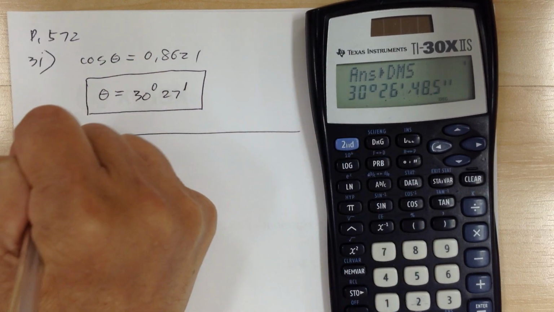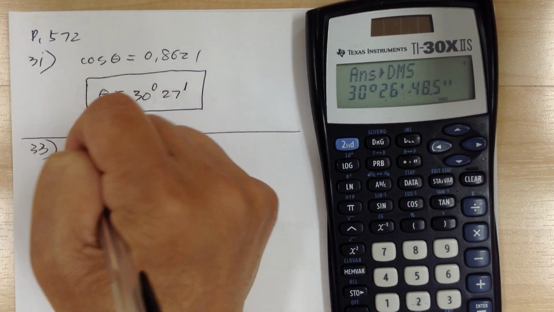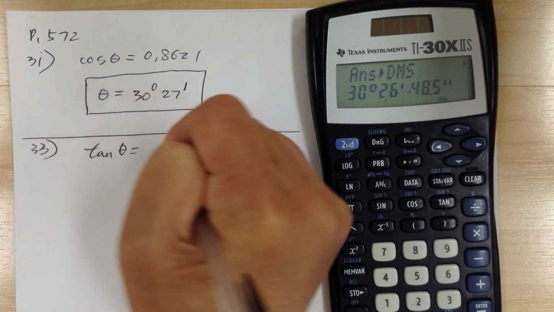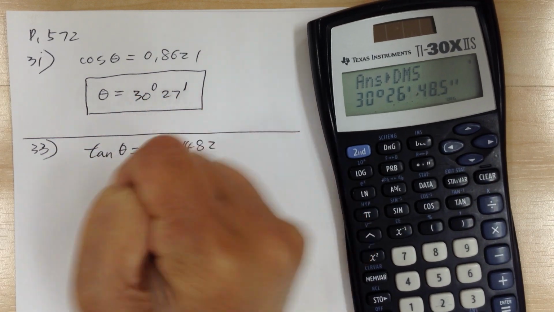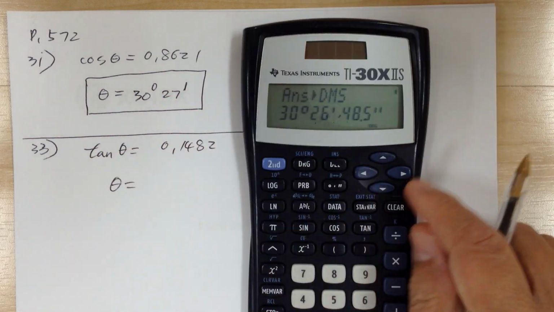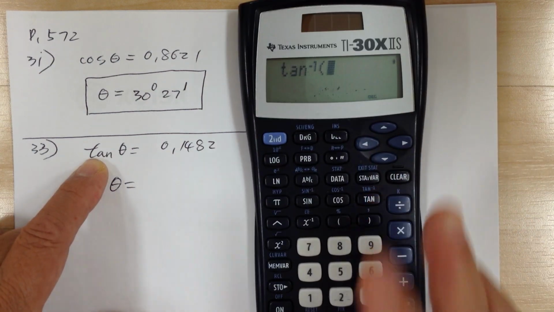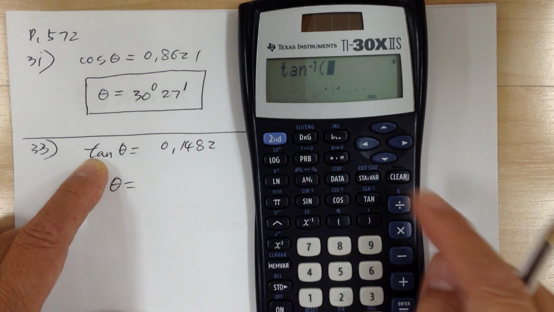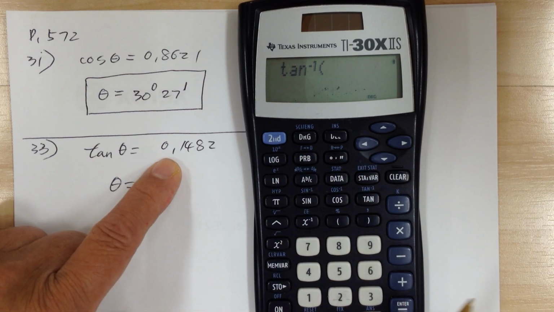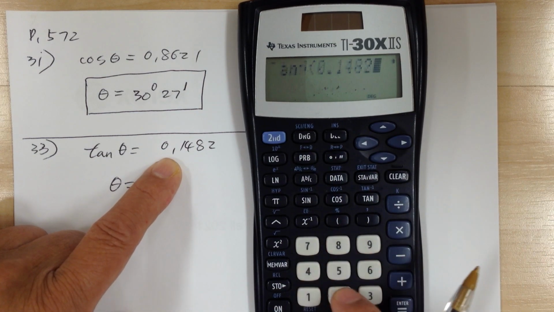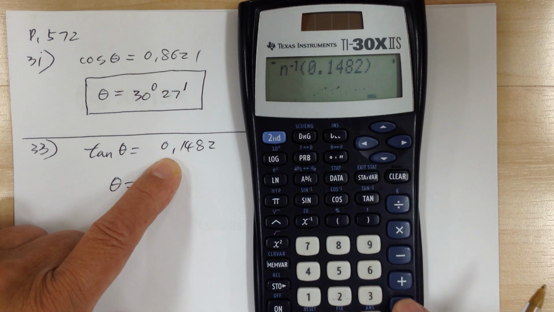Okay, number 33. You got tangent theta equal to 0.1482. You can get your calculator. You have to go second tangent. Whenever you're looking for angle, you have to use the second function. So second tangent of 0.1482. Closing parentheses, push equal.